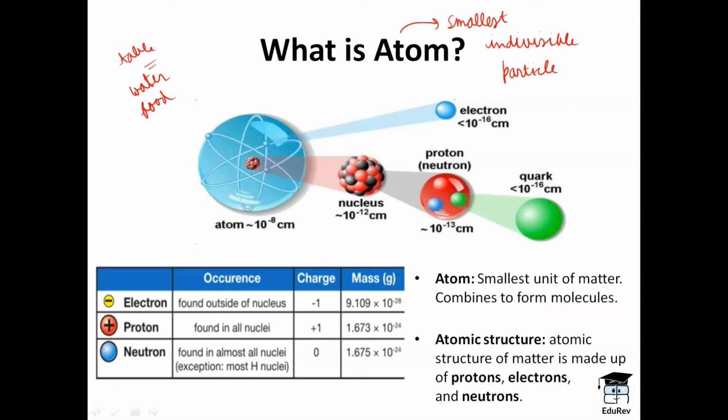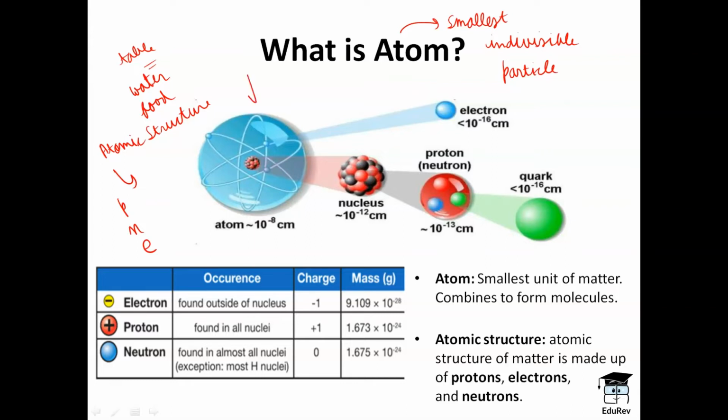But what constitutes an atom? The answer to this question lies within the definition of atomic structure. So atomic structure primarily consists of the protons, the neutrons, and the electrons. These are the things which lie inside the atoms.